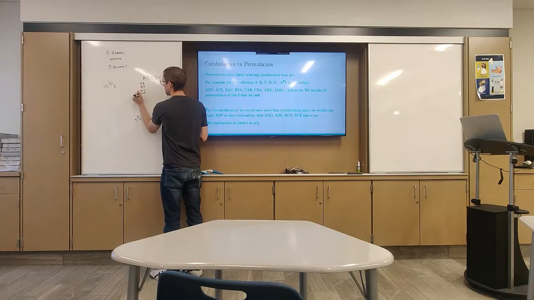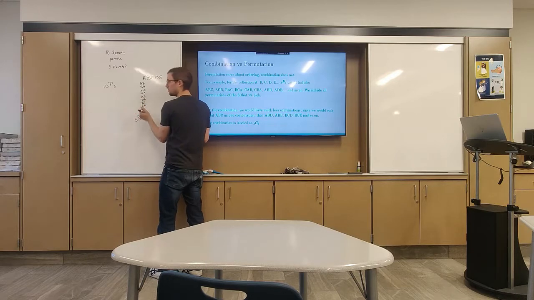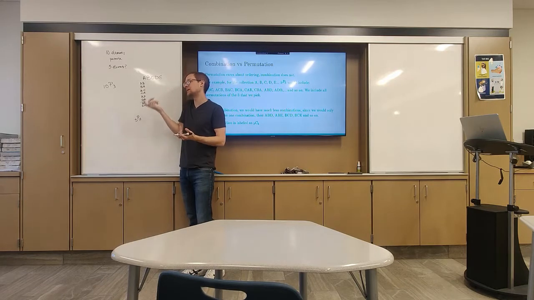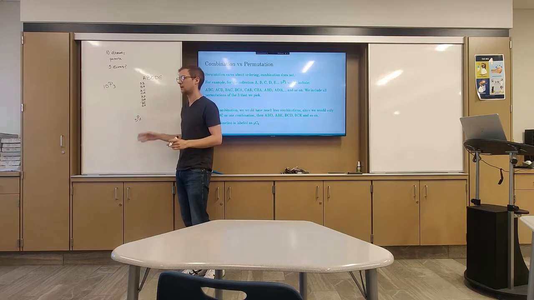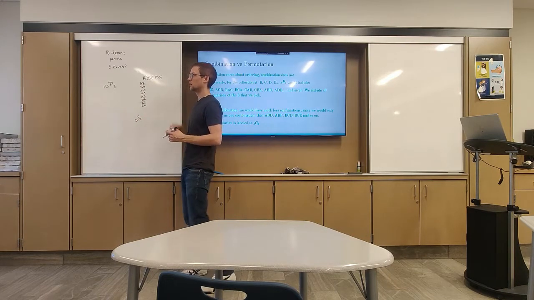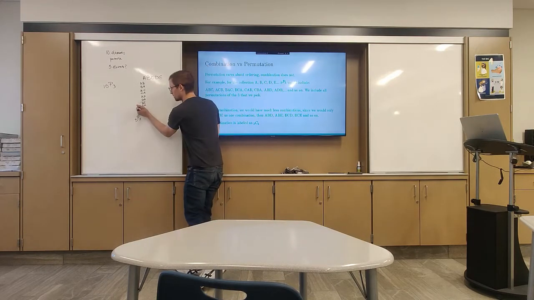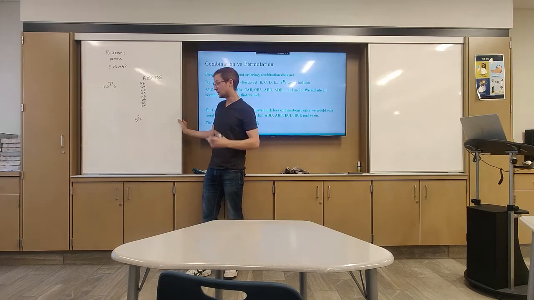AC, CA, AD, DA. Can it be AA? No, because we can't repeat it. AE and EA. Remember that these permutations are all of the different orderings, but I can't repeat because I only have one A. If I had multiple A's, then I could repeat the A's, and we would have a slightly different equation to figure out how many different permutations I have. But this would keep going for a really long time. There's a lot of permutations here.